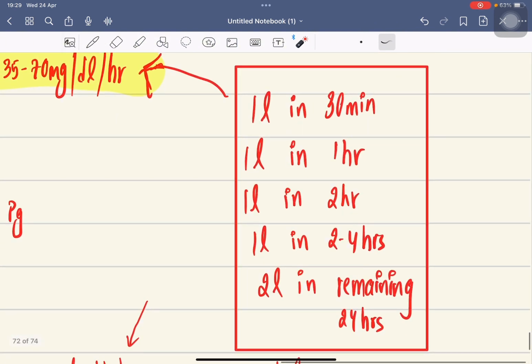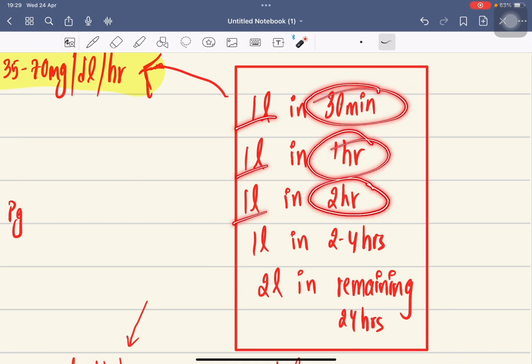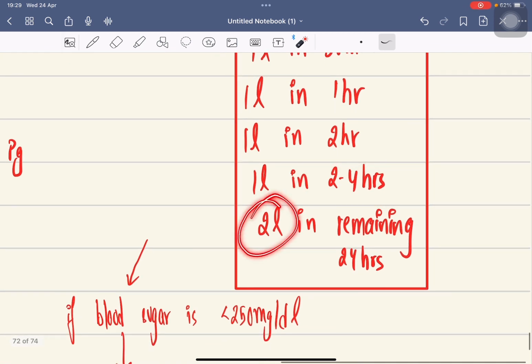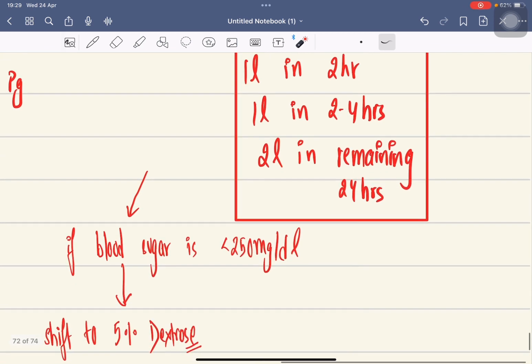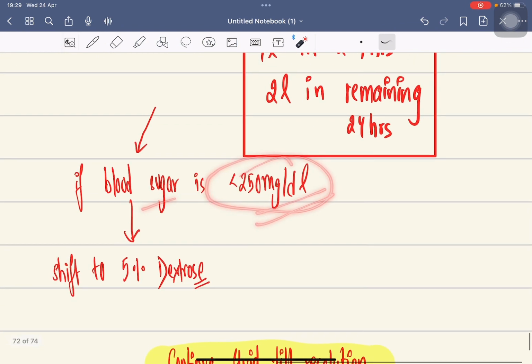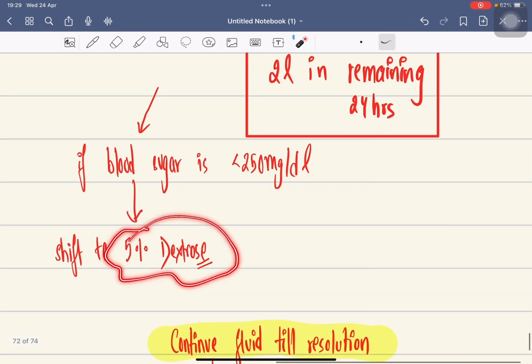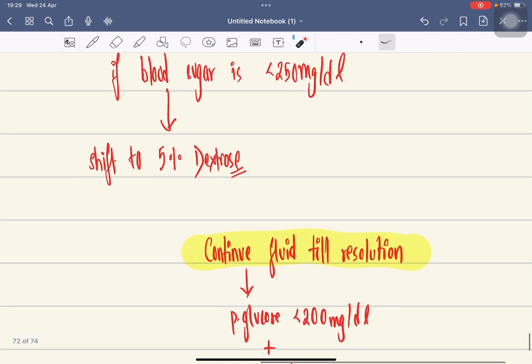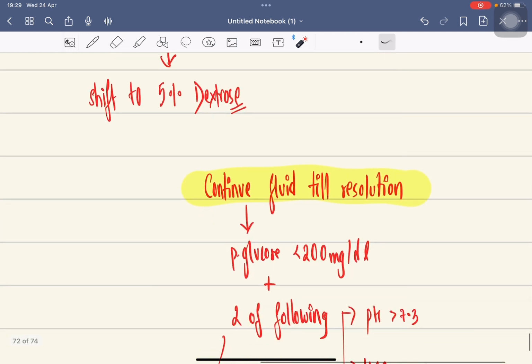We can give first liter in 30 minutes, second liter in 1 hour, third liter in 2 hours, fourth liter in 2 to 4 hours, and remaining 2 liters in the remaining 24 hours. But if the blood sugar is less than 250 mg per deciliter, we should shift to 5% dextrose to prevent hypoglycemia. But when to stop? We should continue till resolution.